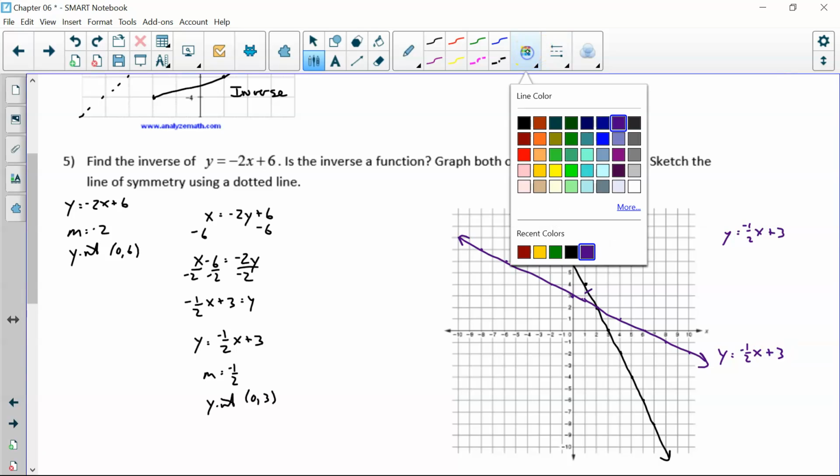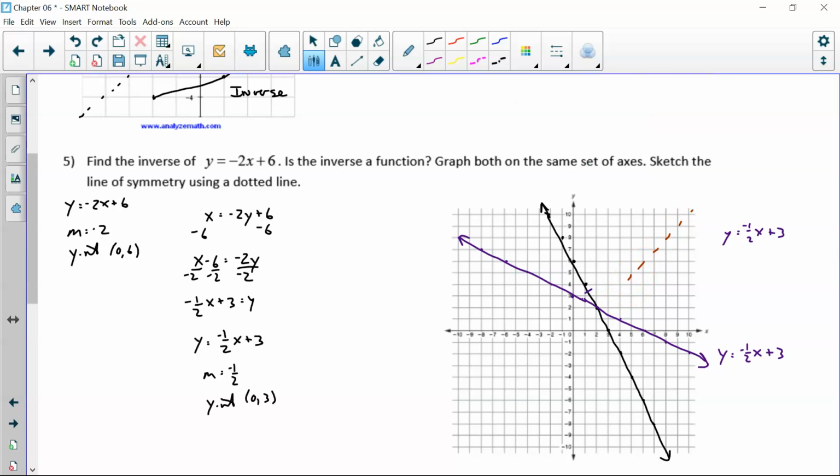And they're reflections of each other along this line, y equals x. If you fold along that line y equals x, they're going to match up to each other. The inverse is a function as well. For the original, it passes the horizontal line test, and for the inverse itself, it passes that vertical line test.